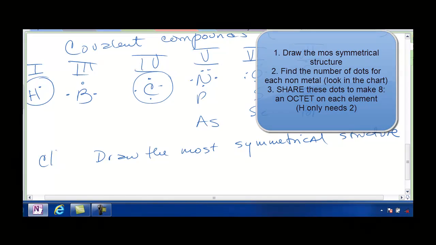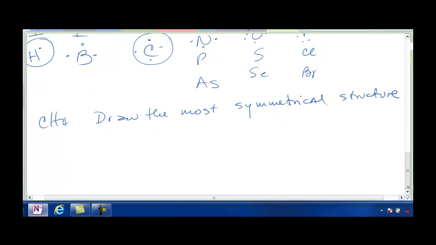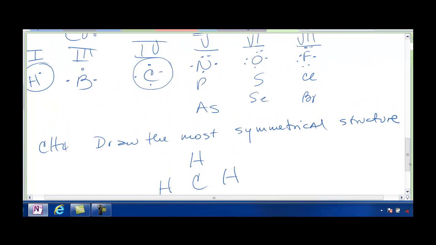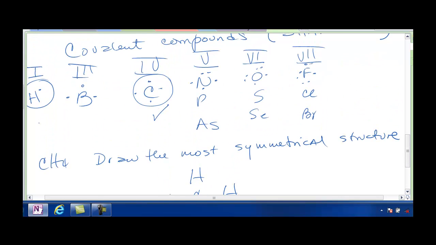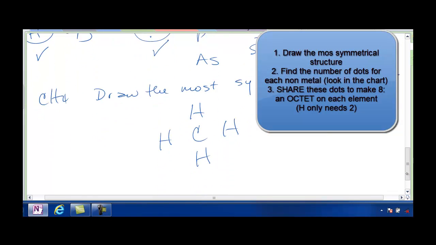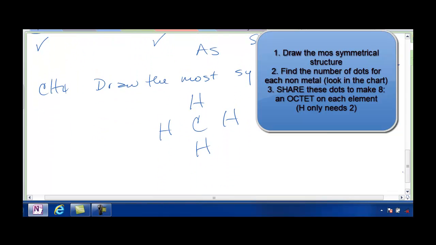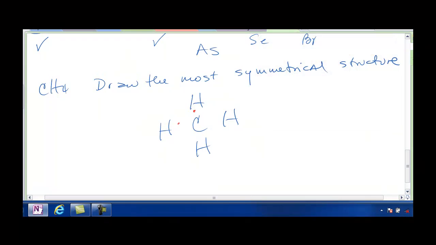And for CH4, I have 4 hydrogens, so I'm going to draw them around the carbon. And then I look at the dots for carbon, look at the dots for H, meaning I'm looking in the periodic chart what group they are, the representative elements. And every hydrogen has 1 dot, so it shares it. And I'm going to write a red dot.